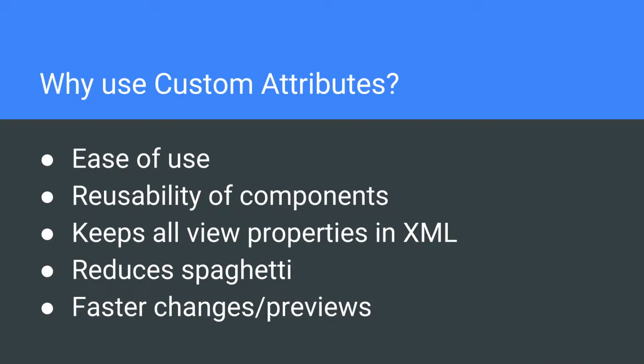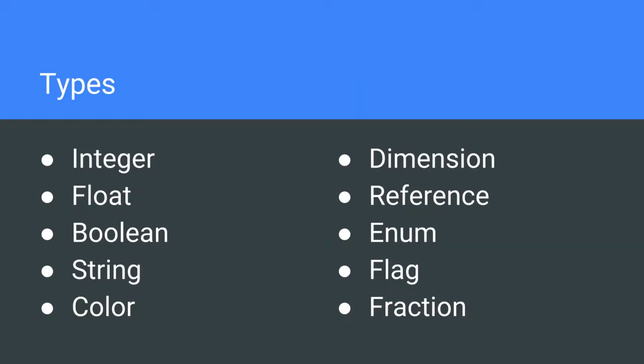And it also means that you can make faster changes to your code and see them happening live. You can make these changes in your XML files and see it in the design preview, and see how those are impacting your views without having to build the whole project, jump over to that screen and find it. So what types of things can we put in here?